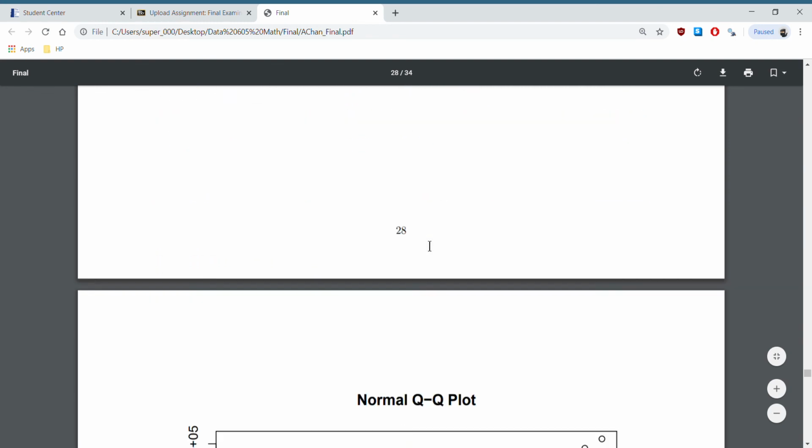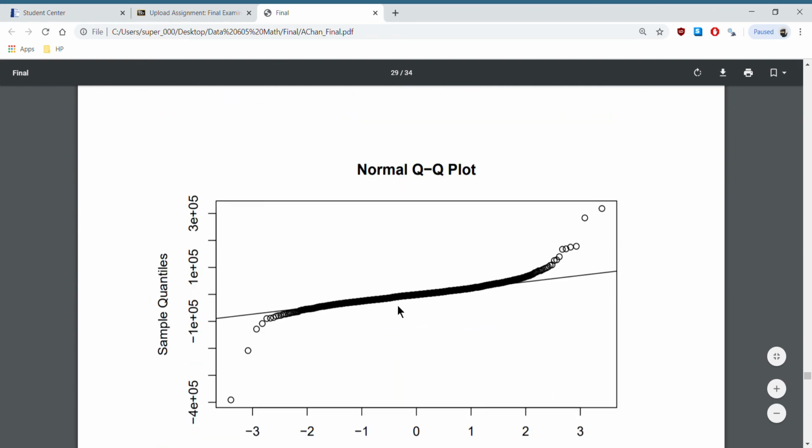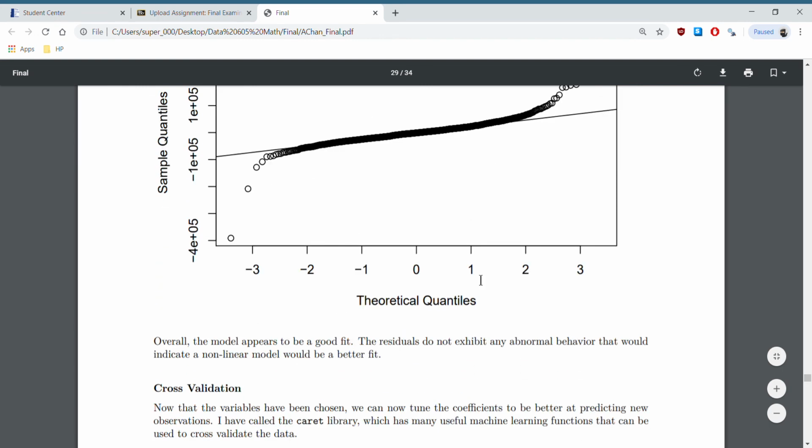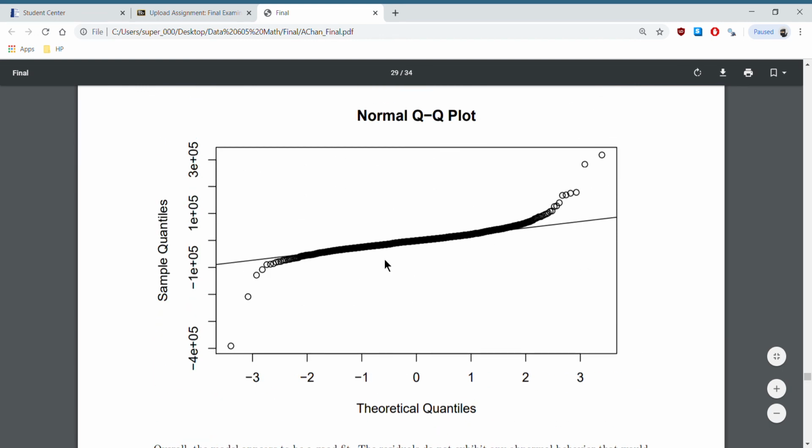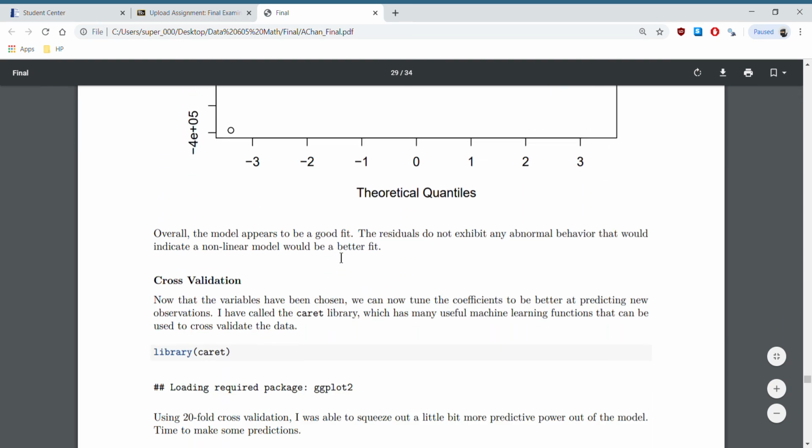In terms of normality, we can look at a QQ plot. We can see that almost all the points follow the line fairly closely, except at the tails where it deviates. So it's possible that there might be a variable that affects houses that are appraised significantly low or significantly high in price, but otherwise it's a pretty good fit. The residuals look normal, so it indicates that the linear fit is a good fit.